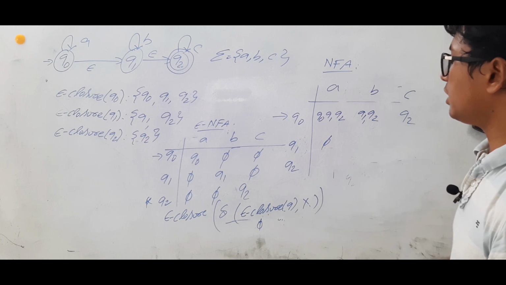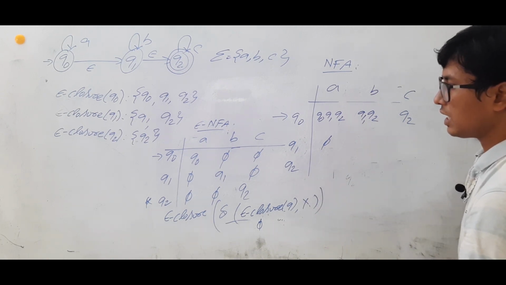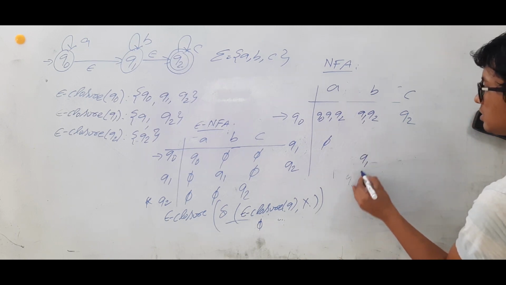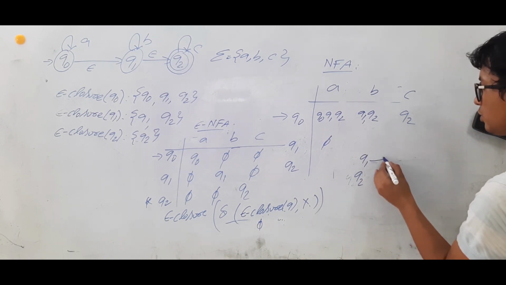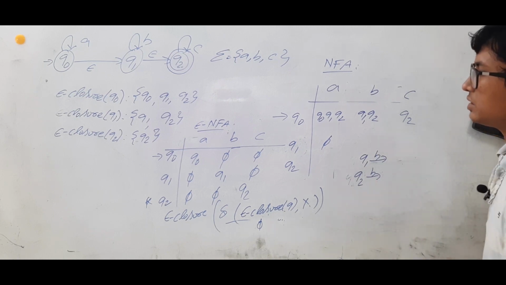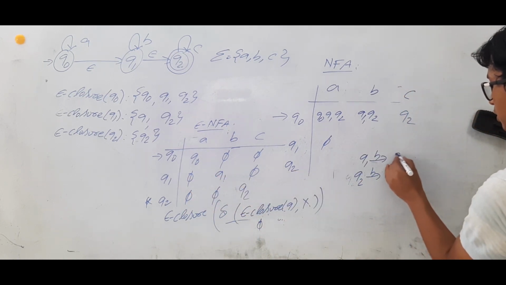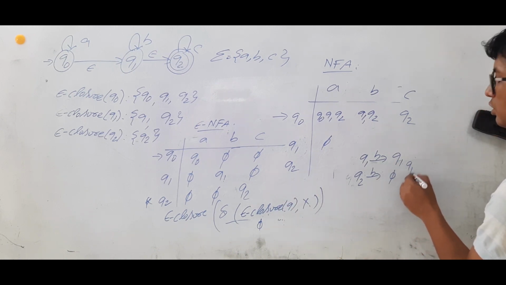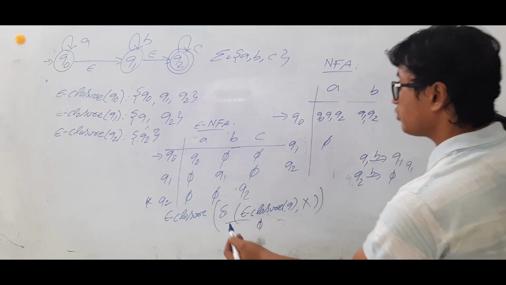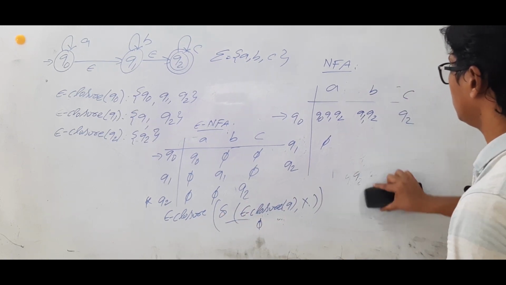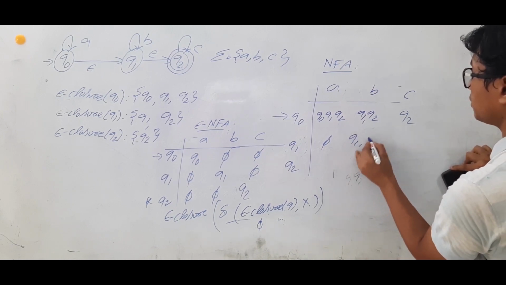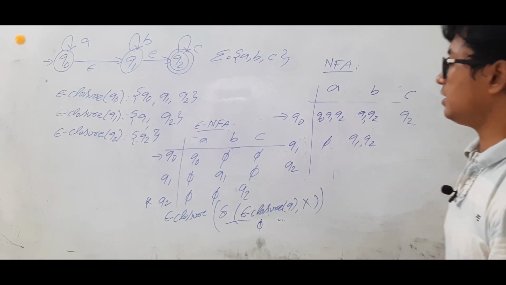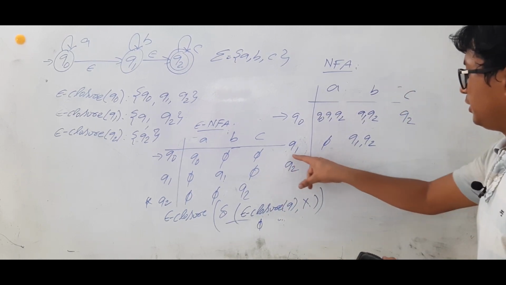Now, similarly, Q1 on B. If you want to calculate Q1 on B, first you need to calculate epsilon closure of Q1. Epsilon closure of Q1 is Q1, Q2. Now, Q1, Q2 on B, where is it going, you need to see. Q1 on B is going to Q1. Q2 on B is not going anywhere. So, if I do union, I will get Q1. Now, epsilon closure of Q1. Epsilon closure of Q1 is Q1, Q2. Is it clear?